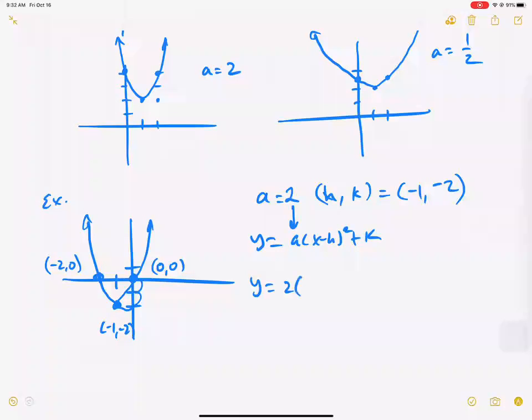Y is equal to 2, parentheses. Our H was a -1. We went to the left, -1. So X negative -1 is a +1, squared. And then we're going to go -2 to that. So everyone who said that, great job. Fabulous job.